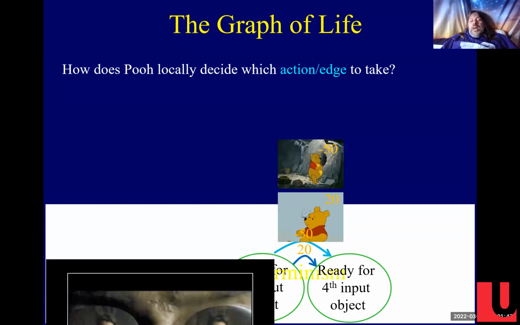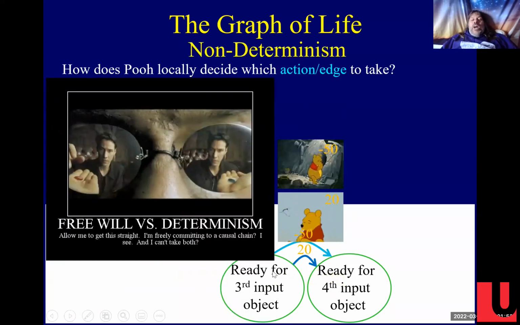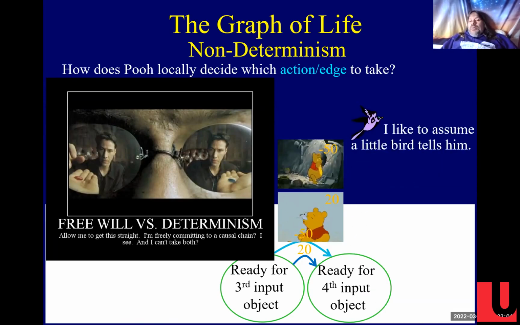drawing pictures. But in general, when we form the graph, we're not going to worry about how Pooh decides which action to take. I'm going to continue to think that I have a little bird who tells Pooh which way to go, right? That's just not our problem. Our problem is to form the graph. All right.